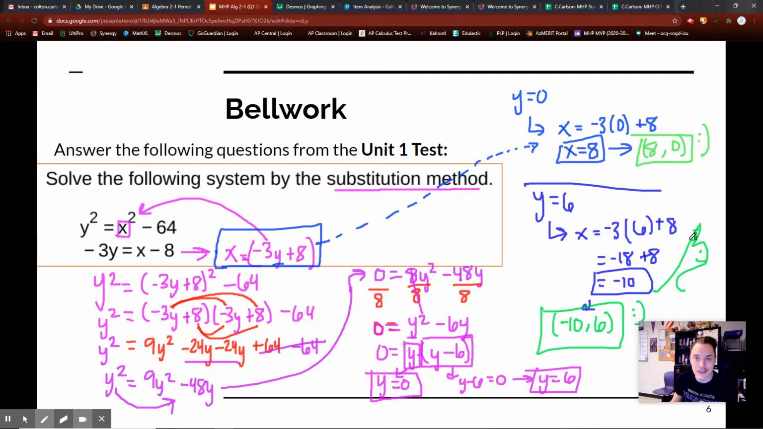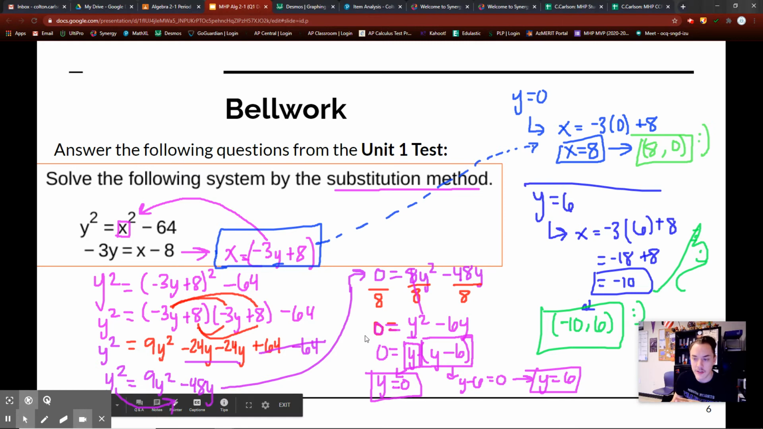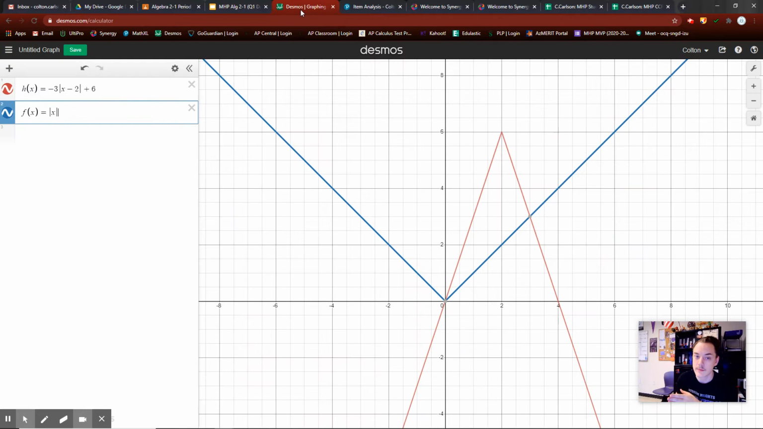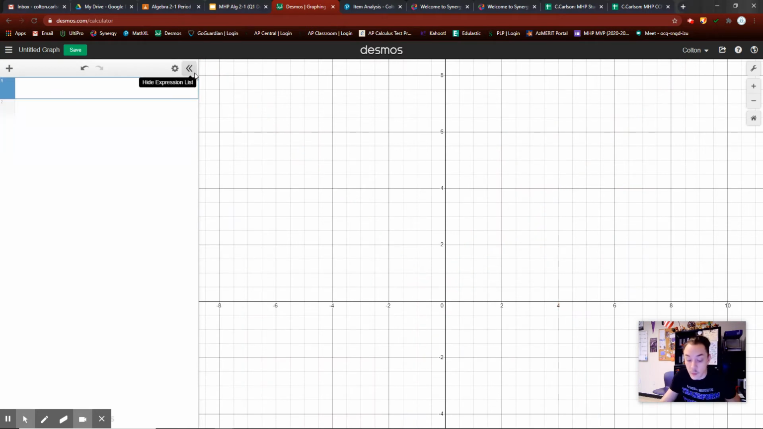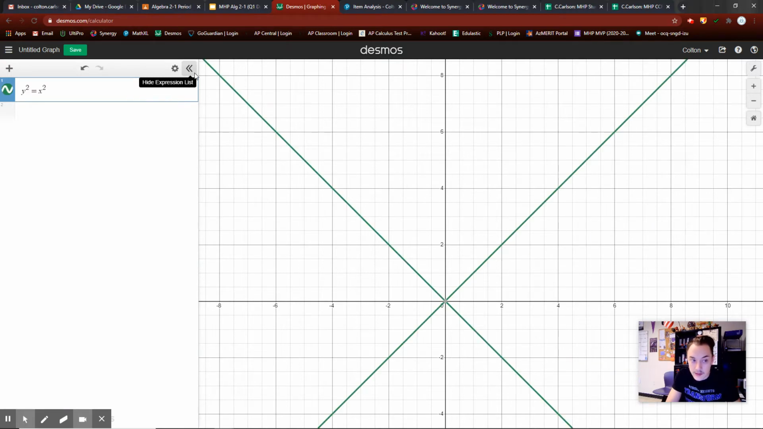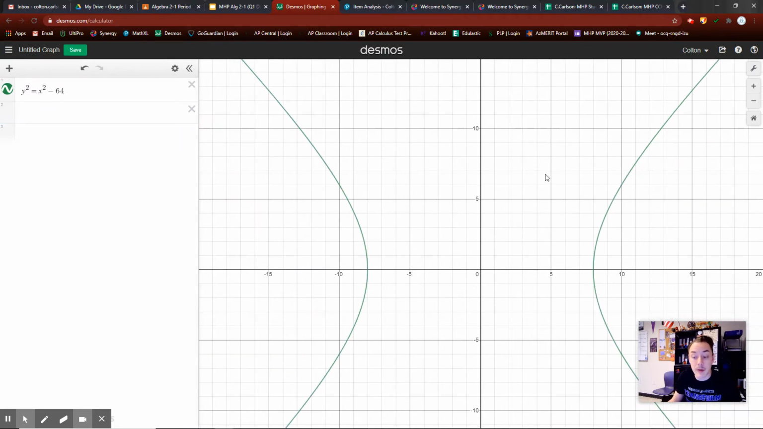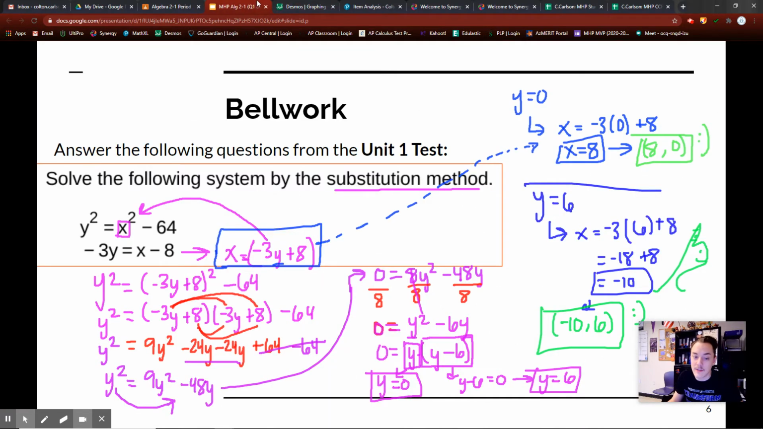Let's see how you do it actually using Desmos, okay? So make sure you pause the video if you need to get this down. So I have y squared equals x squared minus 64, okay? Now, by the way, there's tons of different ways you can do this, okay? But y squared equals x squared and then minus 64. Now, this is what we call a hyperbola, okay? In mathematics, this is what we call a hyperbola. It's a very, very fancy word for a graph.